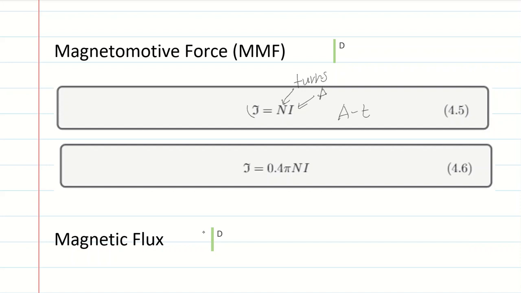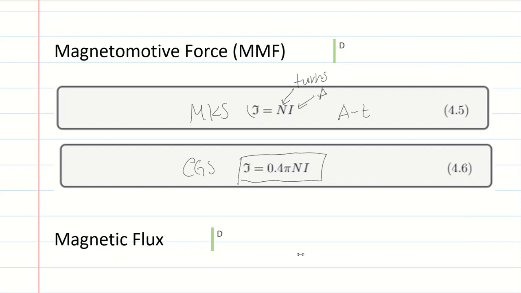Or if it's a straight line, if we don't have a turn, then it's just amp. So we can also say that the unit for magnetomotive force, MMF, is also equal to amp. It's just equal to the current. Whatever the current, the higher the current, the higher the magnetic field, the higher the magnetic flux produced. So this is in MKS. The other formula, this one is in CGS system.